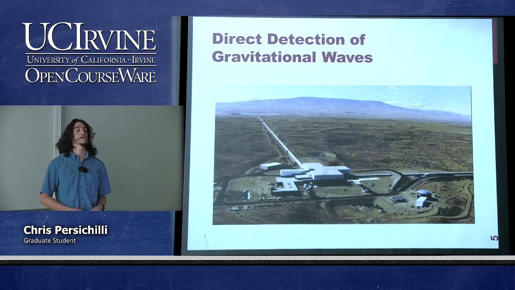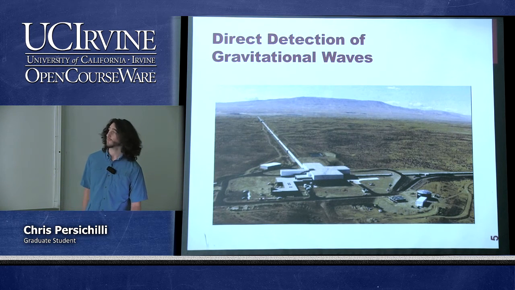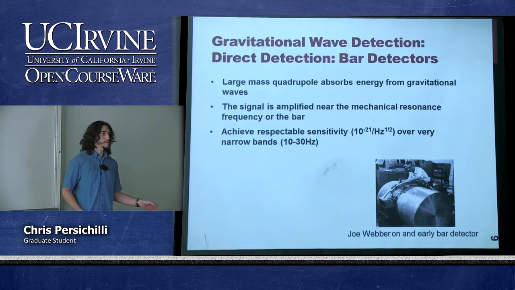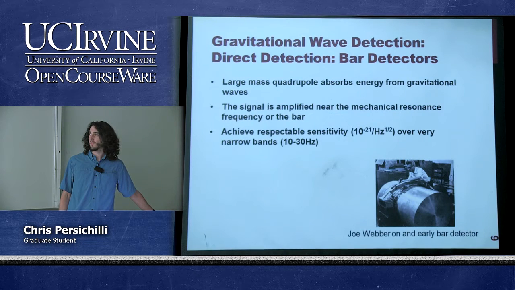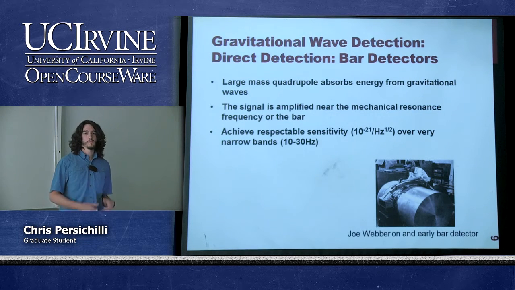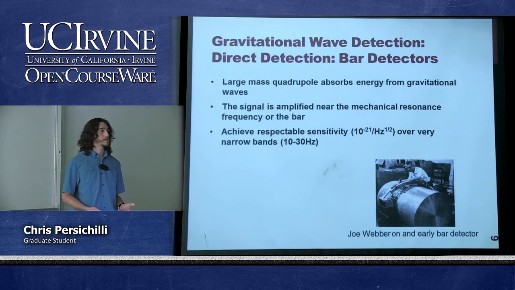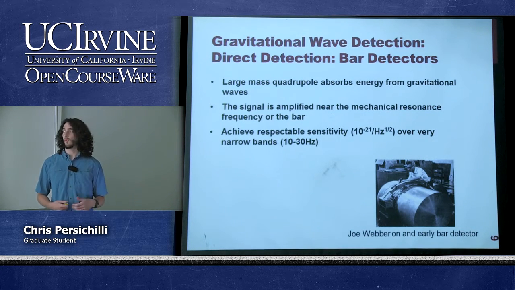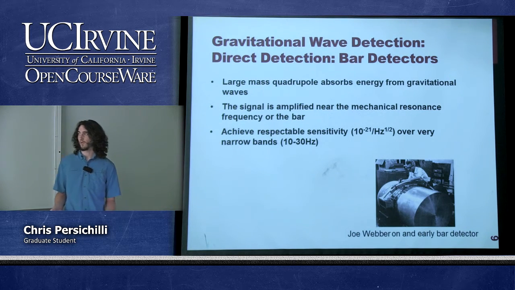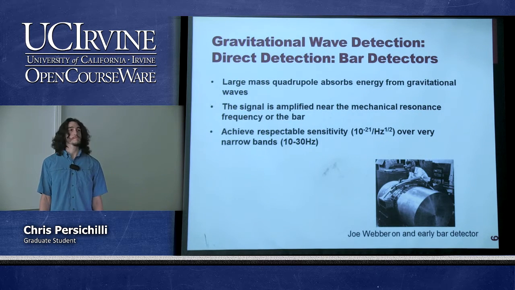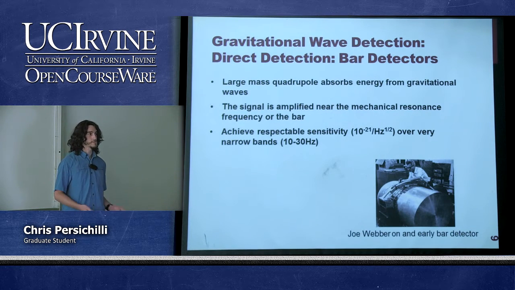But anyway, moving on, just to talk a little bit about direct detection methods. So the early attempts at making gravitational wave detectors, again, recapping what we talked about in class: gravitational waves are inherently a quadrupole phenomenon, so you would expect them to couple to mass quadrupoles. So one way of possibly detecting these things is to make a big-ish mass quadrupole, like a big cylinder of metal, and then measure how that cylinder absorbs energy from gravitational waves.